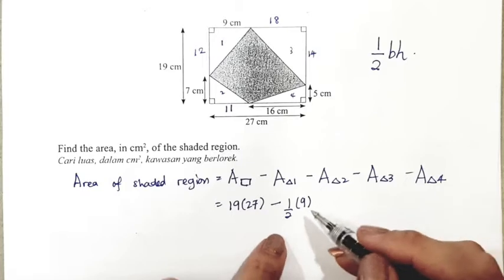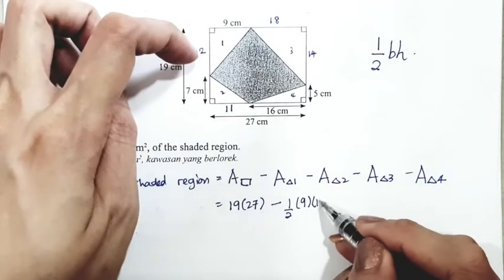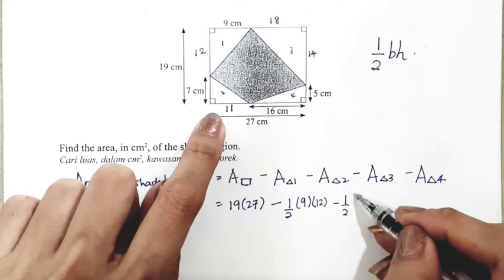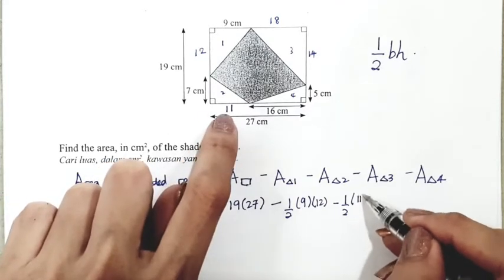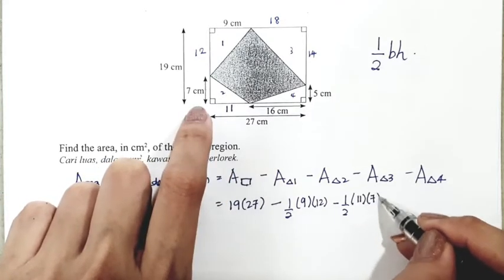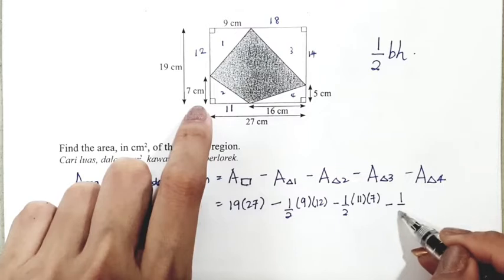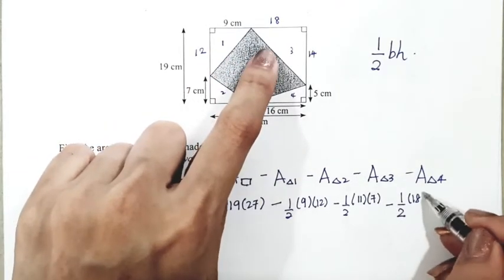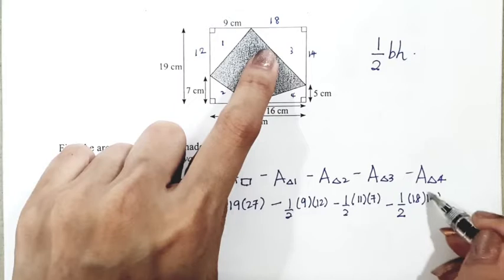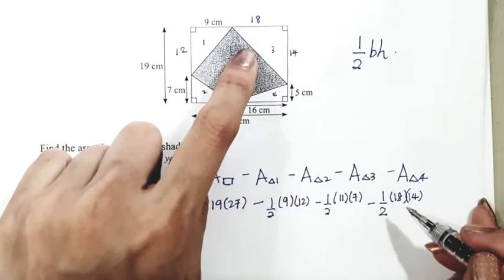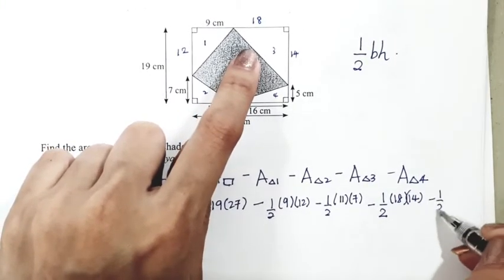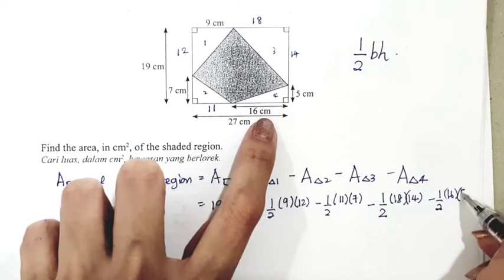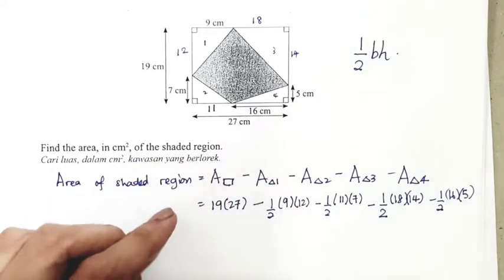So half times base times height for the first triangle, and then for the second triangle, half times the base. The base is 11, and the height is 7. And then minus the third triangle. Here, the base is 18, the height is 14, and then minus the last triangle, the base is 16, and the height is 5.